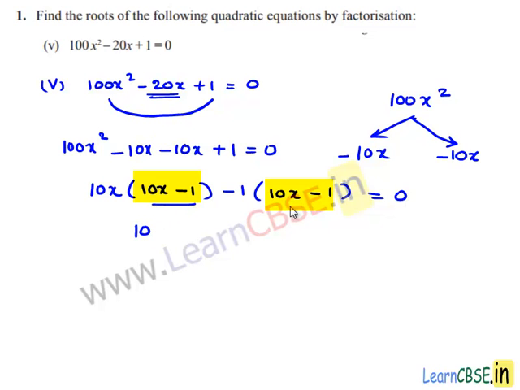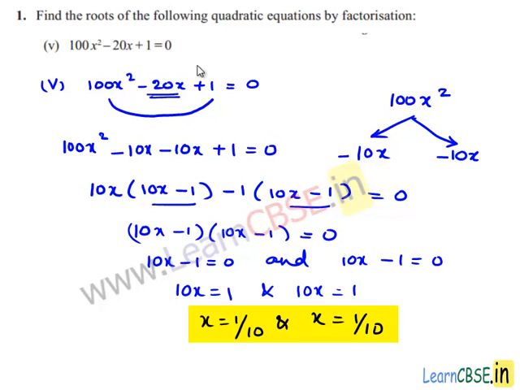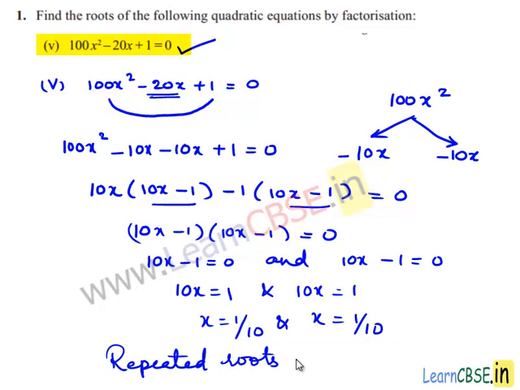10x minus 1 can be taken as common, and the remaining term will be 10x minus 1. This is equal to 0. 10x minus 1 is equal to 0 and 10x minus 1 is equal to 0. 10x is equal to 1 and 10x is equal to 1. x is equal to 1 by 10 and x is equal to 1 by 10. Therefore, the given quadratic equation has repeated roots which are 1 by 10, comma, 1 by 10.